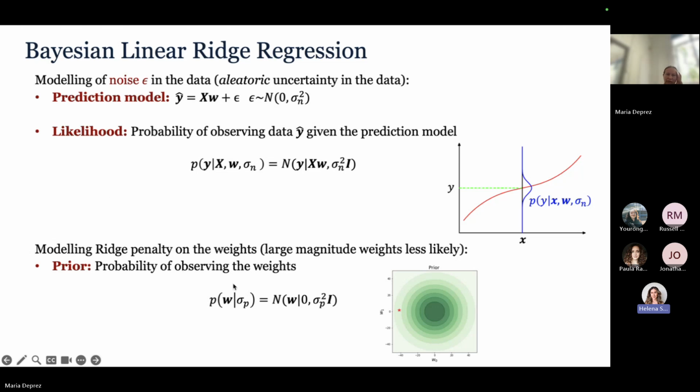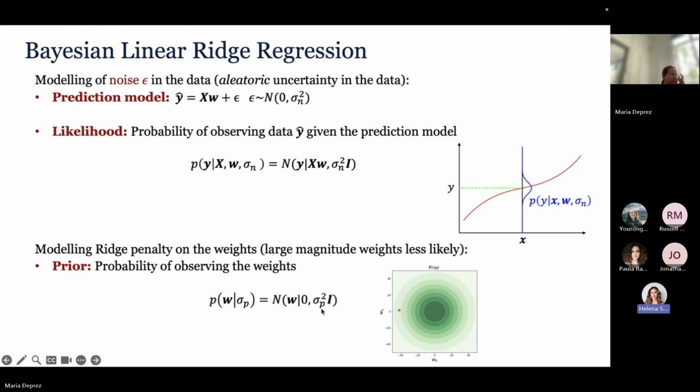Now, the ridge penalty is linked to the prior on the weights. So that was exactly this idea that the weights shouldn't be too large. If you put a Gaussian distribution with zero mean, and we need to give it some kind of variance as well, then weights near zero are the most likely, and away from zero, the probability of getting these weights is lower and lower.